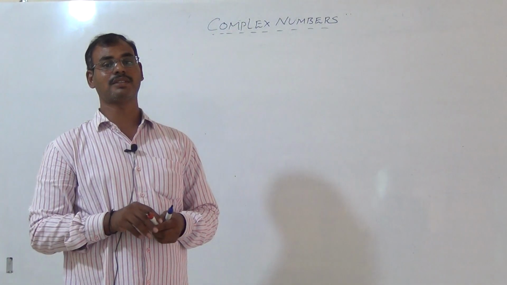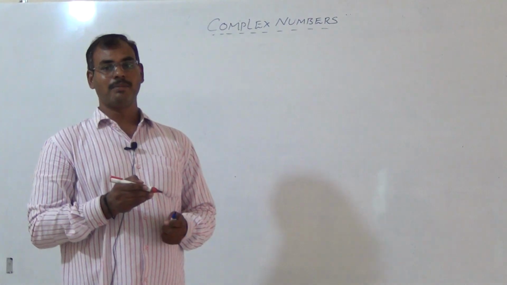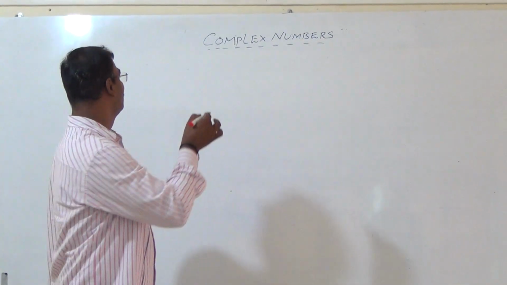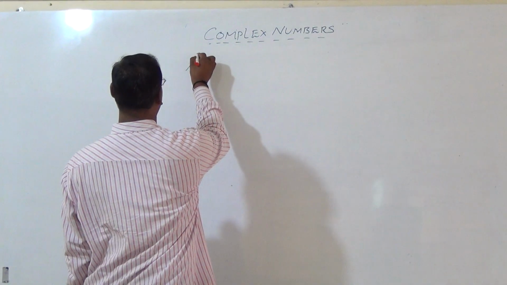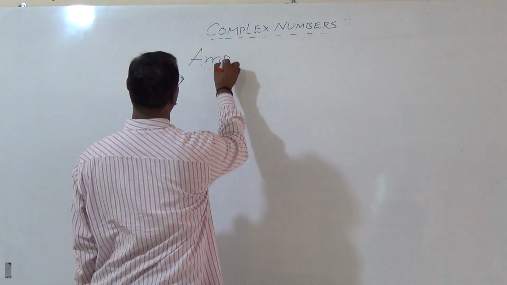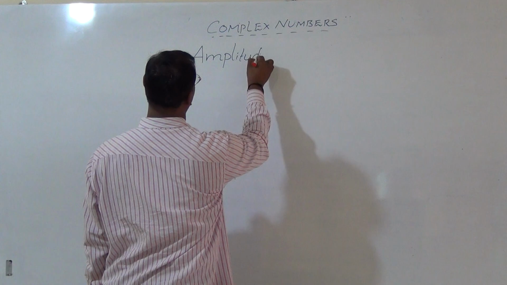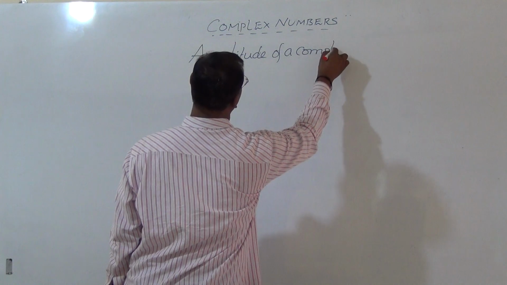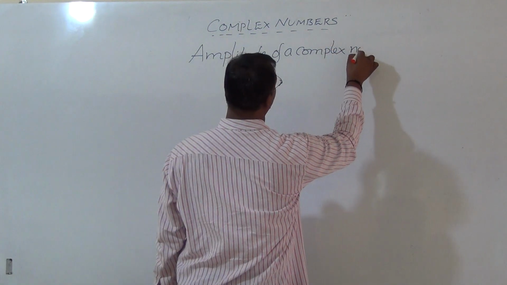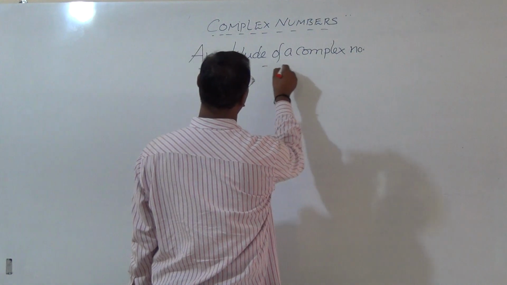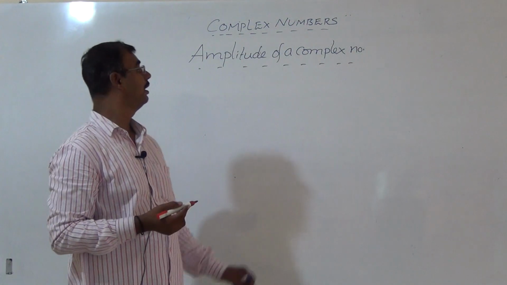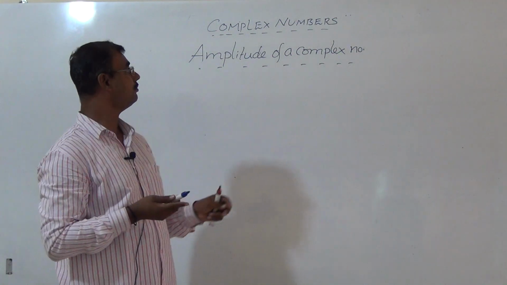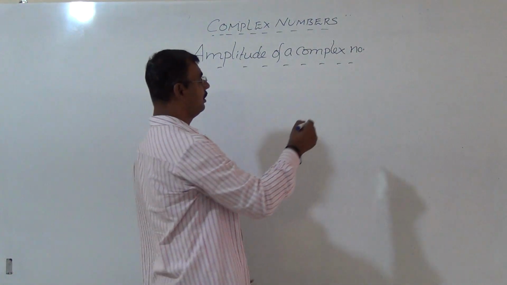In complex numbers, we will study the argument of a complex number, or amplitude of a complex number. So, what is the amplitude of a complex number? How to define the amplitude of a complex number? It is also called the argument of a complex number. How to define that? Let us see.